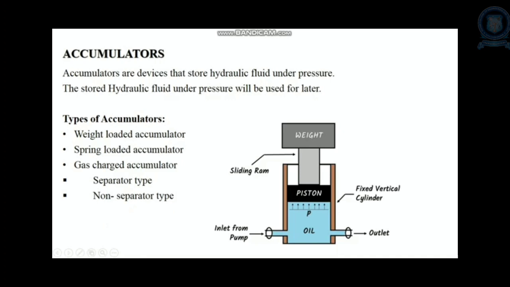Whenever the system pressure increases beyond the design pressure, the pressure acts on the piston, so the piston moves up. So excess fluid will be stored inside the accumulator. If the design pressure is created by means of a spring, that is called a spring loaded accumulator. If the design pressure is created by means of a gas or a compressed gas, that is a gas loaded accumulator. So these are the things about accumulators.